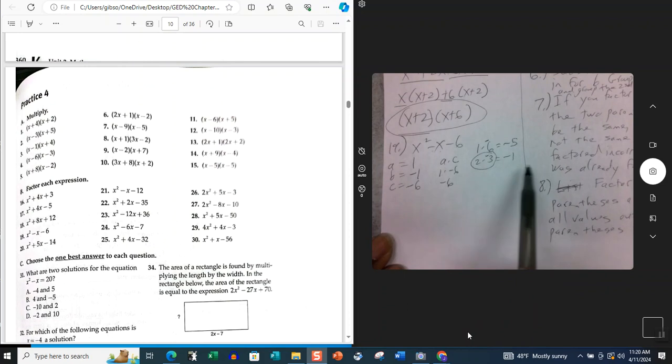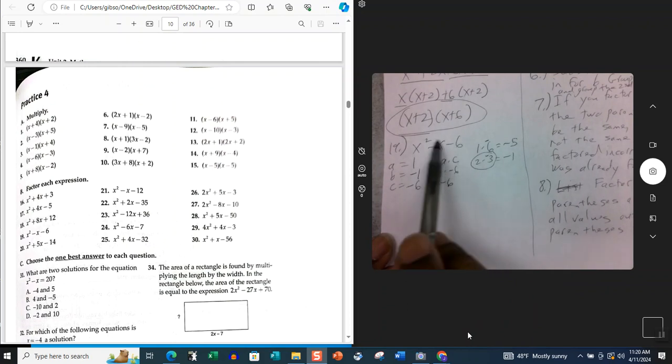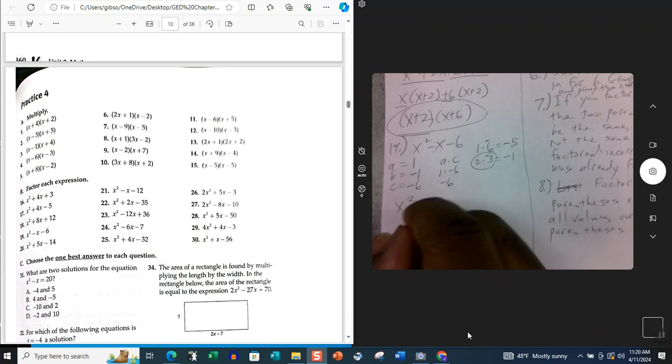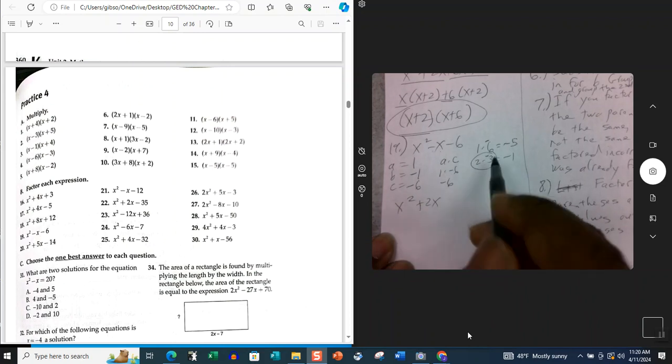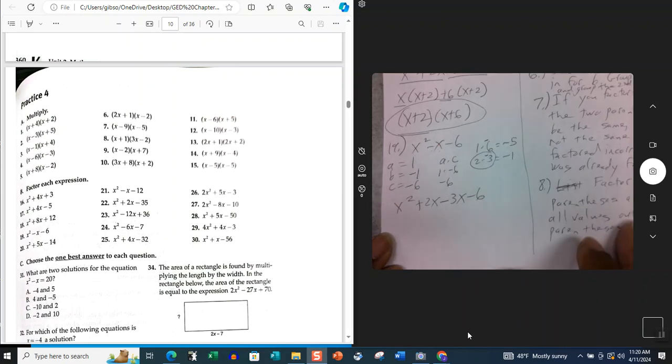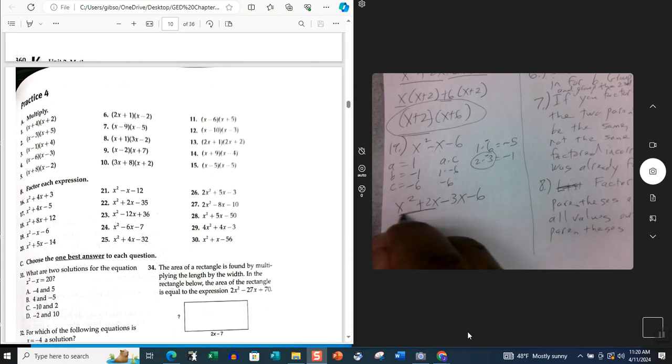Okay, now, step 6, we're going to substitute this in for B. So we have x squared. This is a positive 2, so it'll be positive 2x. This is a negative 3, so this will be minus 3x. And we bring down our minus 6. Now we group the first two values.